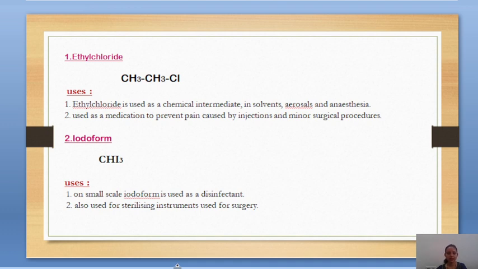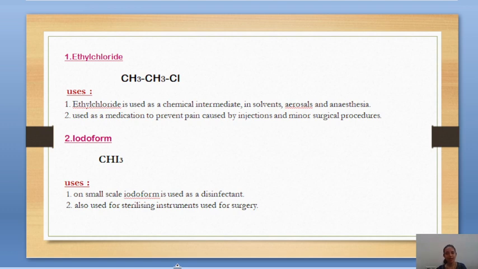Its next use is as a medication to prevent pain caused by injections and minor surgical procedures. So ethyl chloride has very important uses since it is used as a solvent, and it is also used as a medication for removing the pain during surgical procedures. So definitely ethyl chloride has very important uses.